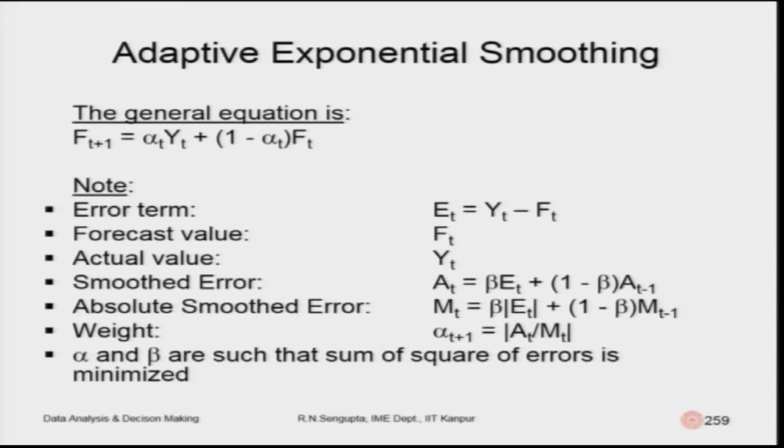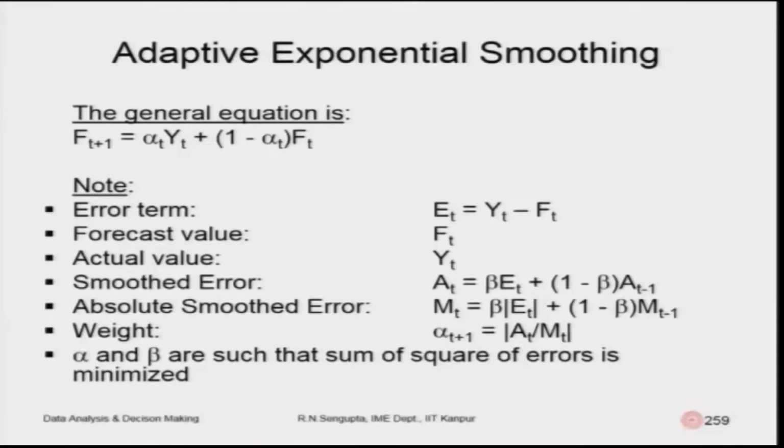Now, in the adaptive smoothing method, the general equation is again the same, but here I will consider that there is a trend. So, the general equation is that I want to forecast for t plus 1, that means, I want to forecast for February utilizing the information from January.